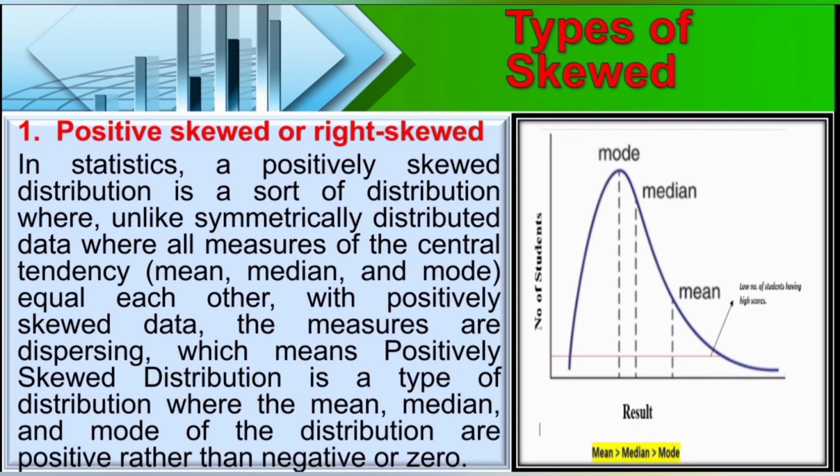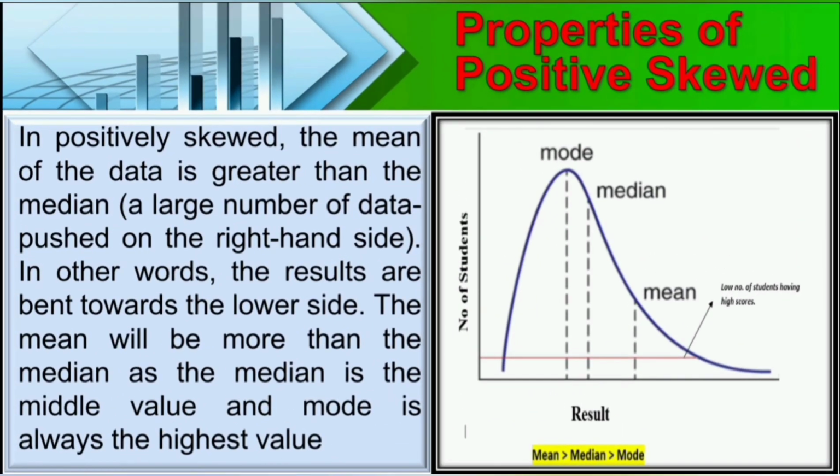In statistics, a positively skewed distribution is a sort of distribution where, unlike symmetrically distributed data where all measures of central tendency, mean, median, and mode, equal each other, with positively skewed data the measures are dispersed. Which means a positively skewed distribution is a type of distribution where the mean, median, and mode of the distribution are positive rather than negative or zero. Properties of positive skewed.